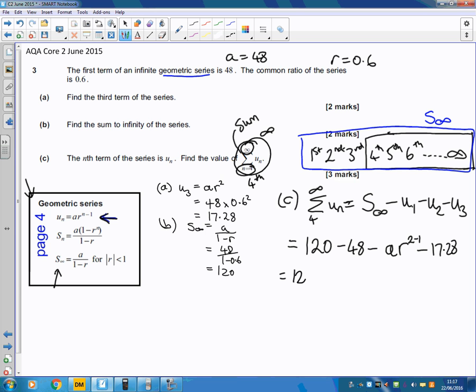So it's 120, take away 48, take away 48 times 0.6 to the power of 1, take away 17.28, and if you put all that into your calculator, you'll get 25.92. Now we can check, does this make sense? Well, the terms are getting smaller as we go along, so if we take away the 3 biggest terms, it does make sense that the number's gone down quite so little.